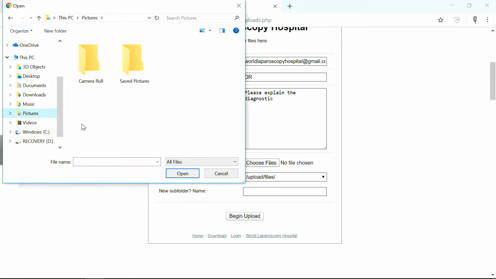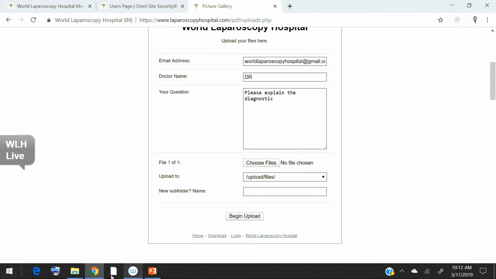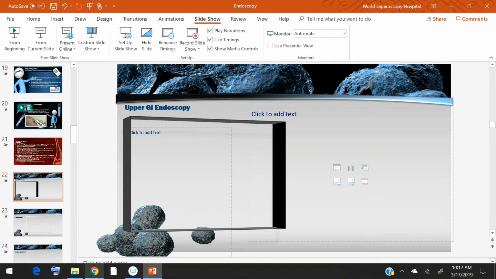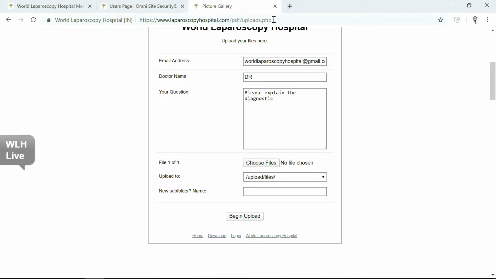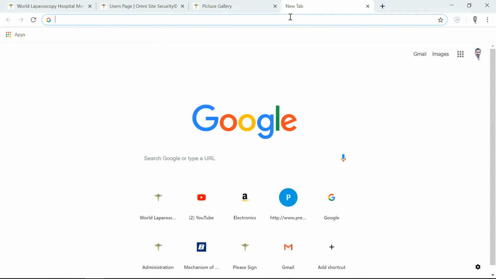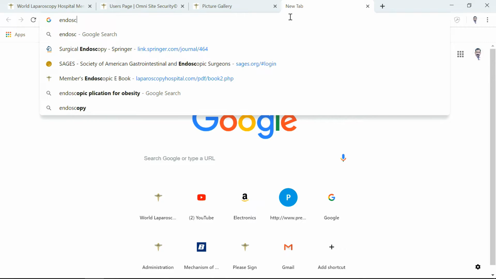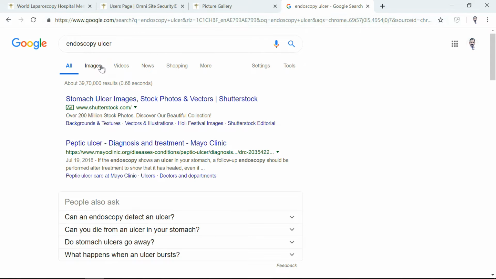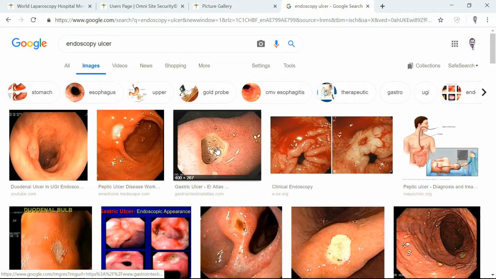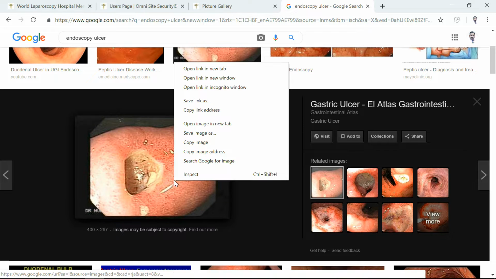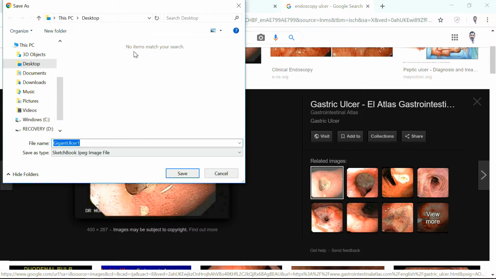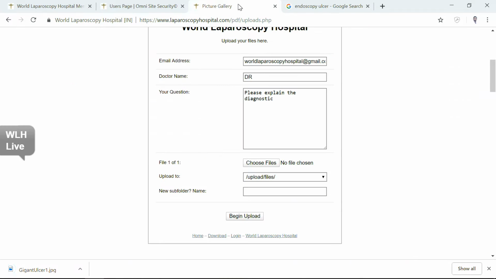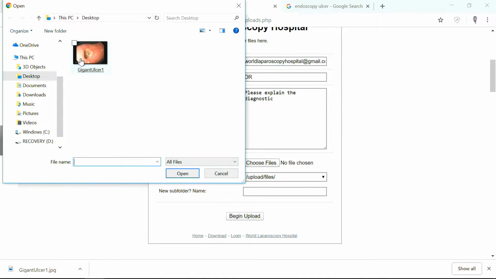So let us see if there is any picture here or not. Let me take one picture. Suppose there is an endoscopy ulcer, and suppose this was your picture here, which you are confused about, what is this, ulcer or candidiasis or what. And sometimes even if the patient has taken an antacid, that also looks the same. So you save it and it is saved. Suppose this is your picture, just choose the file and upload it.